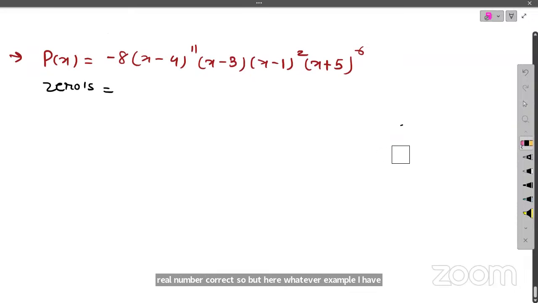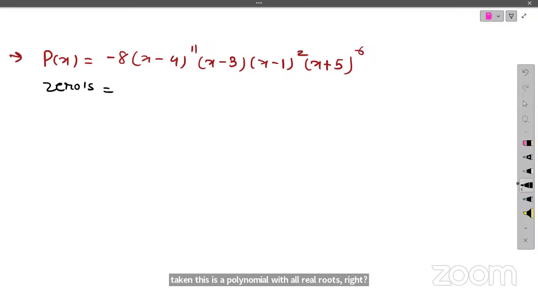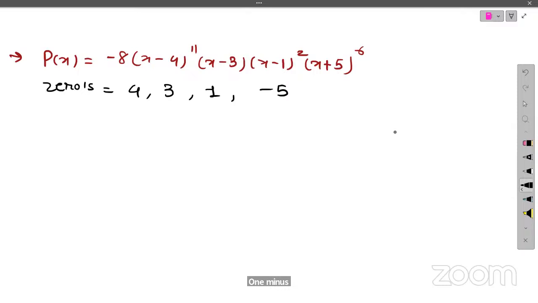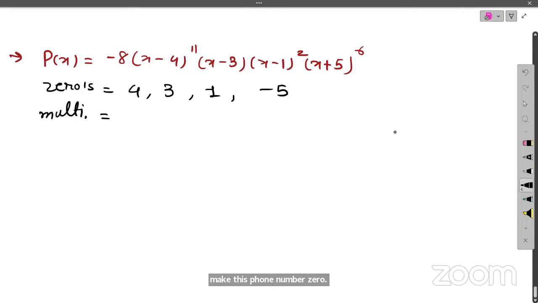So, you guys will quickly answer the questions. First thing is, what are the zeros of this polynomial? 4, 3, 1 and minus 5, correct? Because these are the only numbers which can make this polynomial 0, correct? Any confusion over here? No, right? Now, what are the respective multiplicities? 11, 1, 2, 6. Correct. So these are the respective multiplicities.